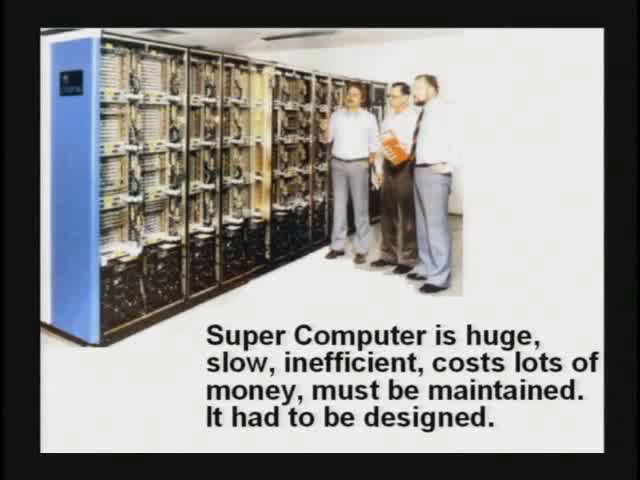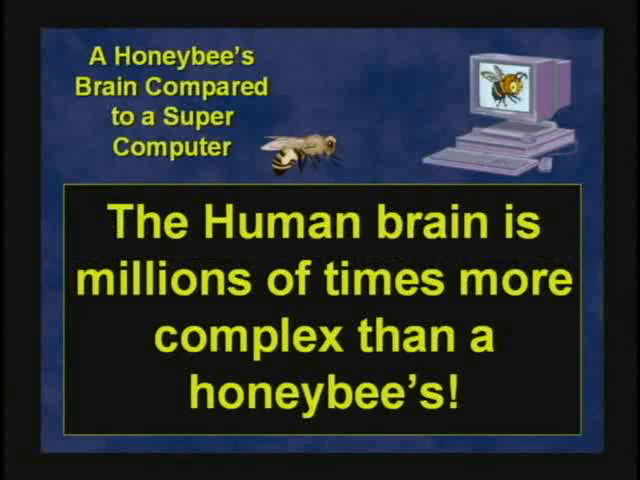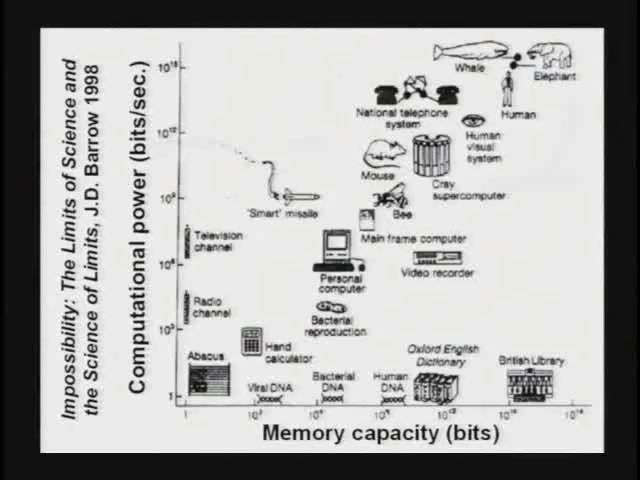So what should we conclude? Let's see, the supercomputer is huge, it is slow, it is very inefficient, it is power hungry, and it had to be designed. We all know that, right? But did they turn around and look at the honeybee and say, well, that happened by chance? And the brain of a human's a whole lot more complex than a honeybee. For heaven's sake. Your brain can hold more information than the entire British Library.